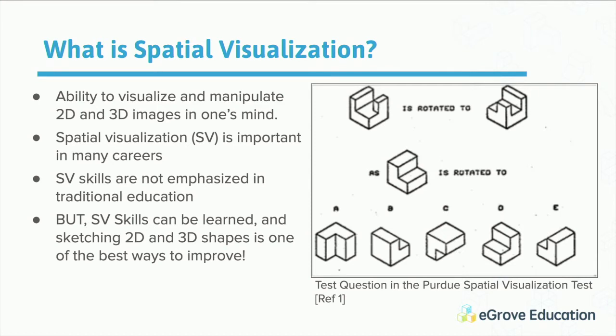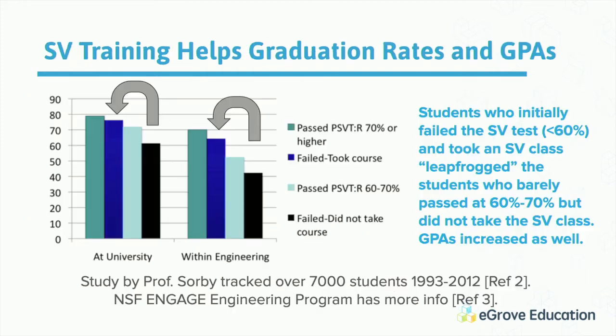There's never been a dedicated class for this in K through 12, but there have been a lot of studies that have shown that spatial visualization skills are learnable. And so actually practicing sketching 2D and 3D shapes is one of the best ways to improve your spatial skills.